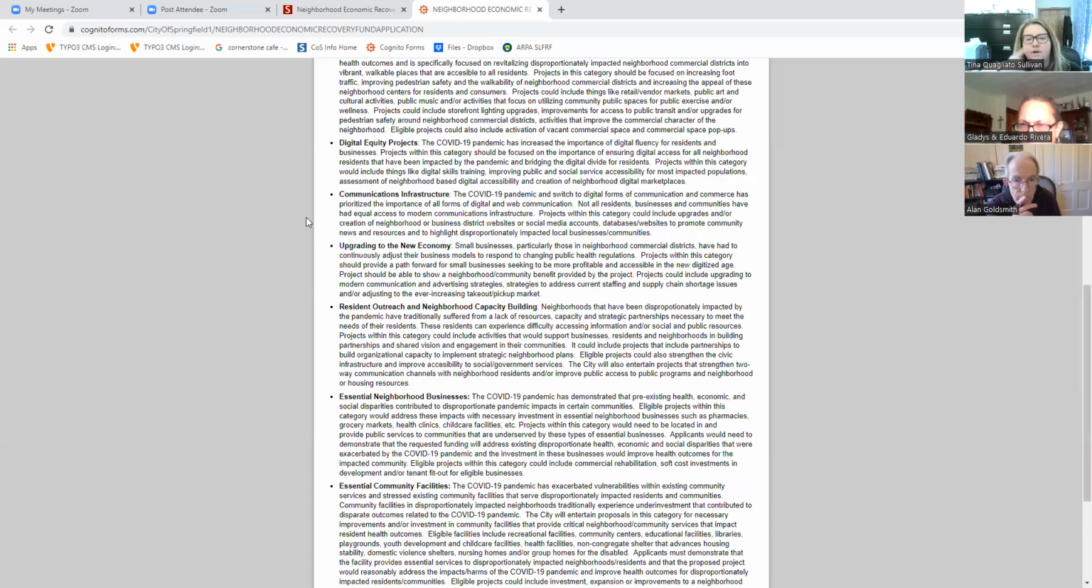The second category is digital equity projects. Things that we would consider eligible would be digital skills trainings, projects that might improve the accessibility to the public for various social services for the most impacted populations. We've heard some neighborhoods that want to do assessments of digital accessibility or creation of digital marketplaces. Those sorts of things would be eligible.